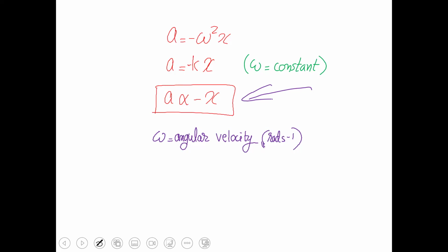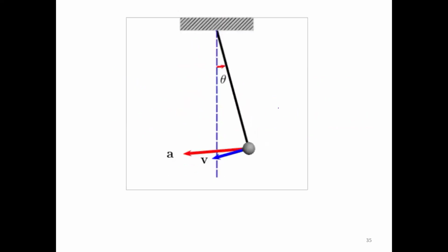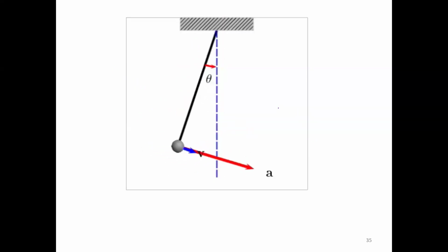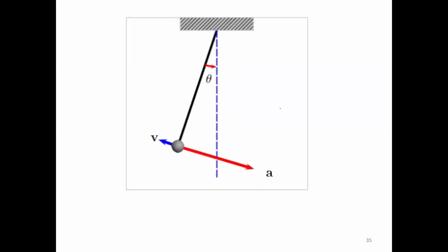SHM, simple harmonic motion, is actually a type of oscillation where acceleration is proportional to negative displacement. Acceleration is always directed towards the mean position. Look at this. Acceleration is always directed towards the mean position. Now look at the examples of SHM.